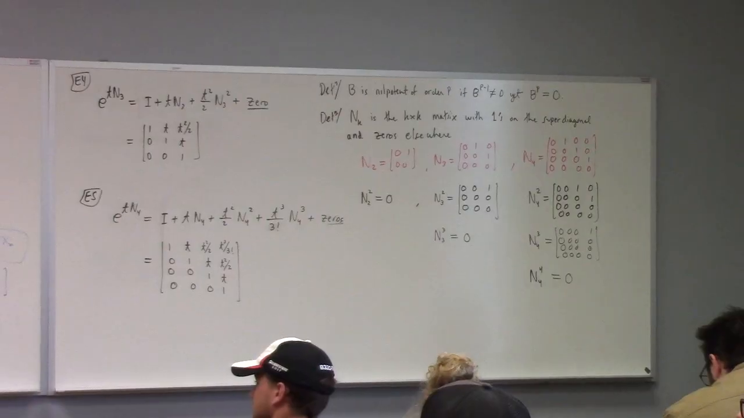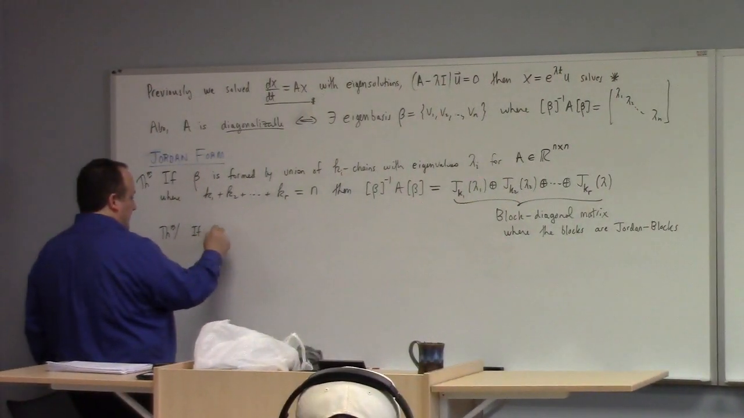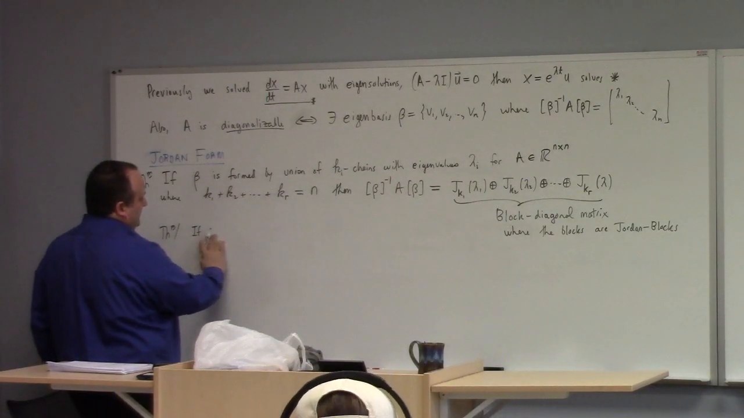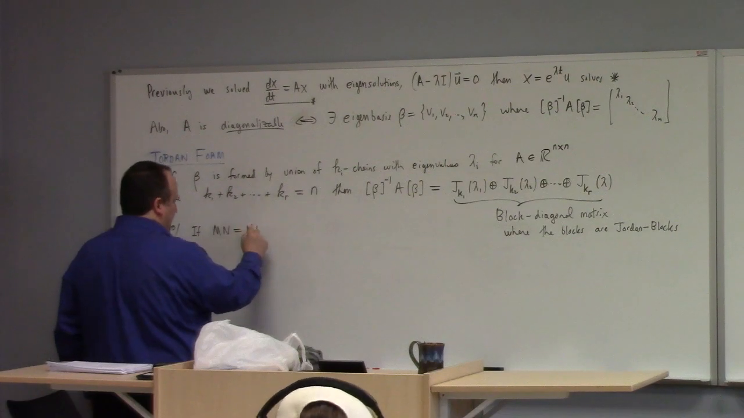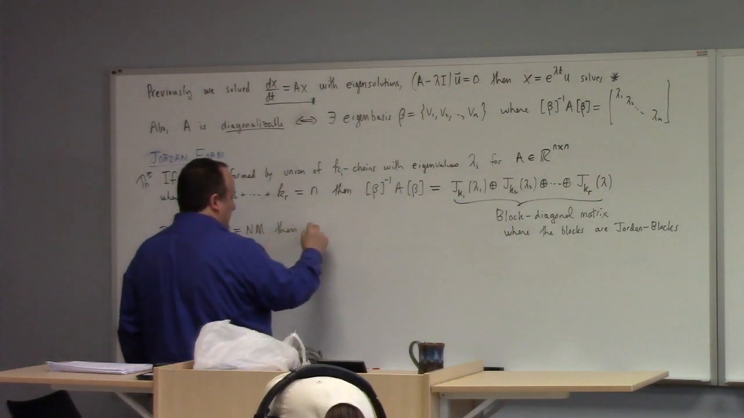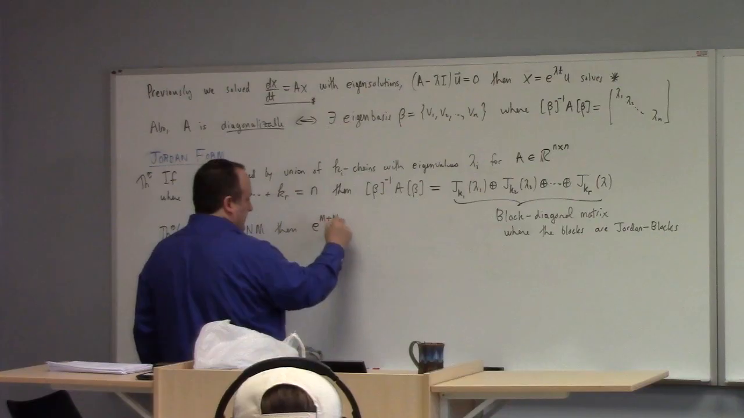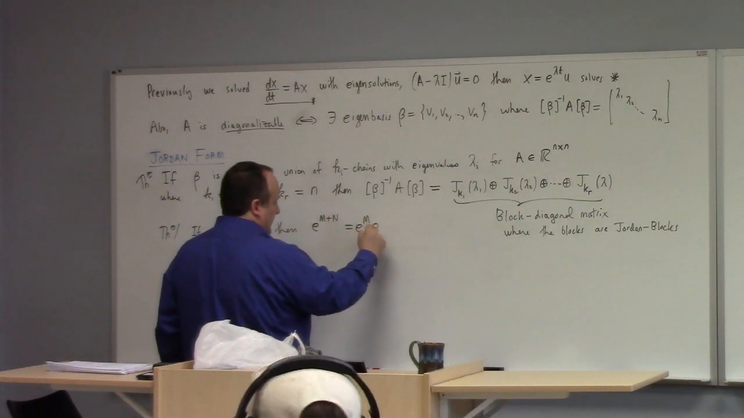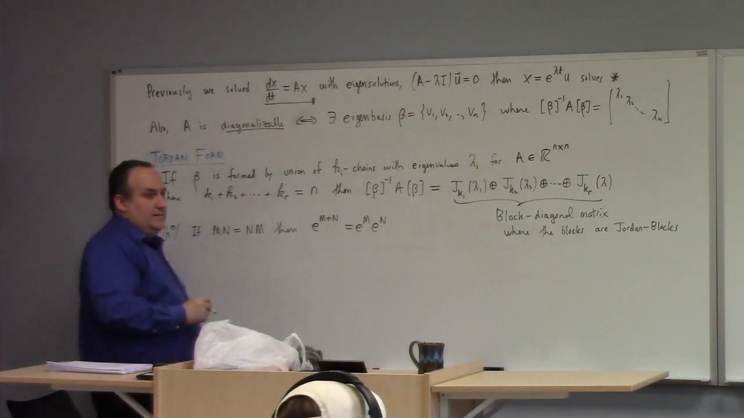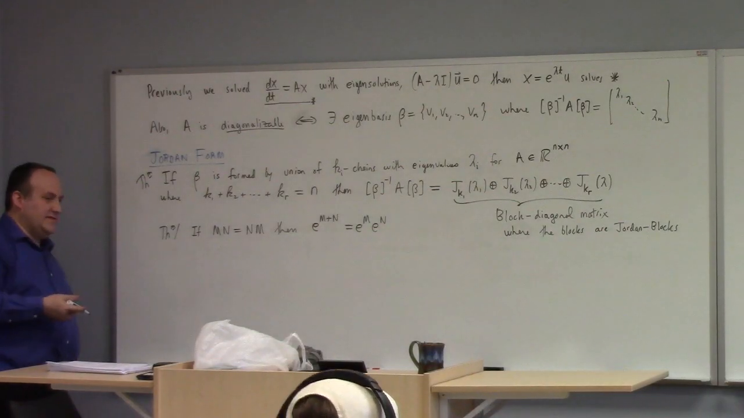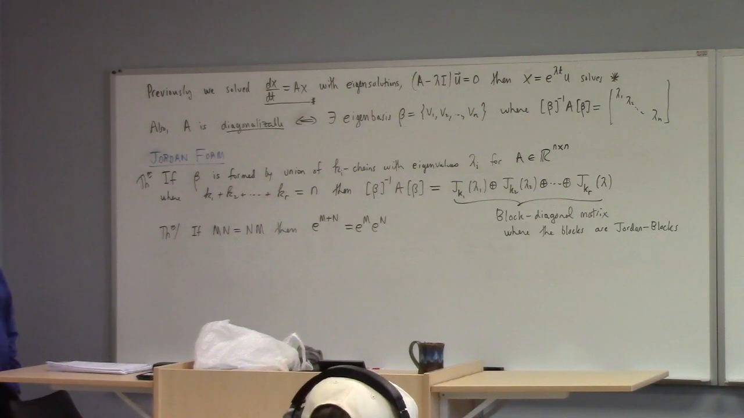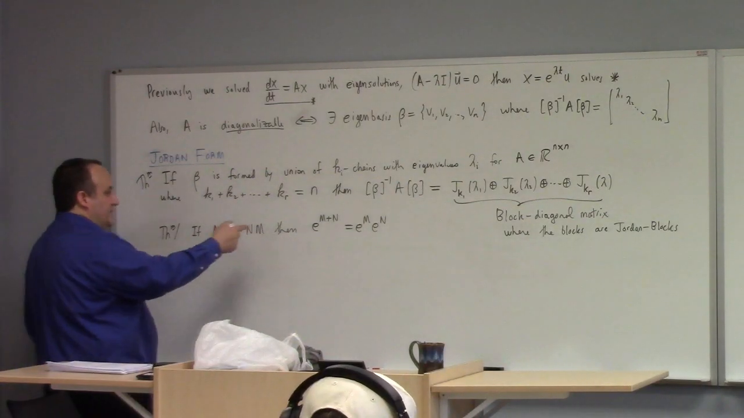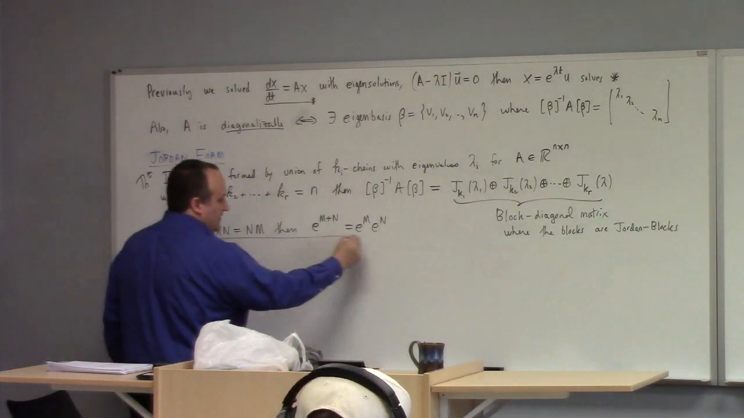Comment, well, really another theorem. If M times N is equal to N times M, then e to the M plus N is equal to e to the M times e to the N. In other words, the matrix exponential satisfies the usual laws of exponents for matrices which commute. If you have commuting matrices, then you have this lovely simple law of exponents.